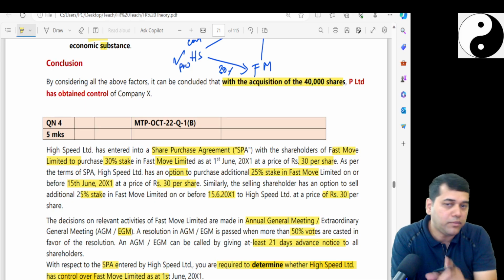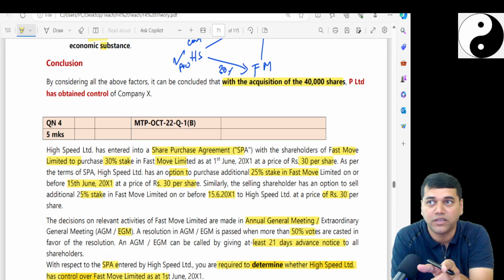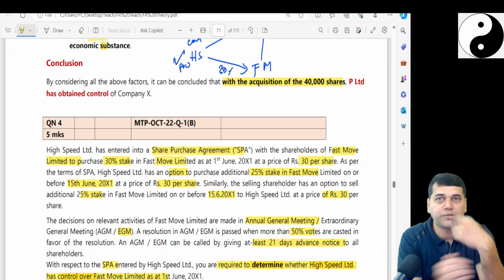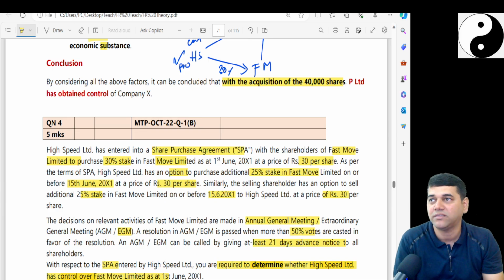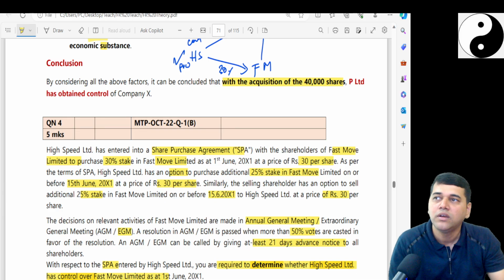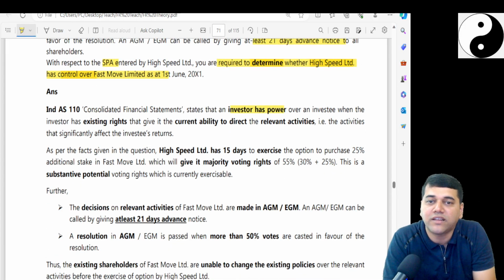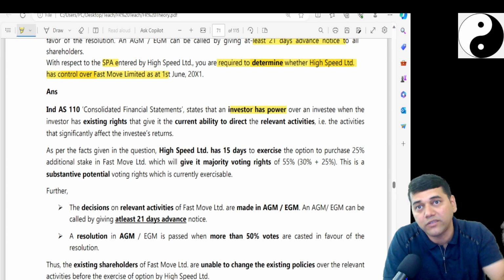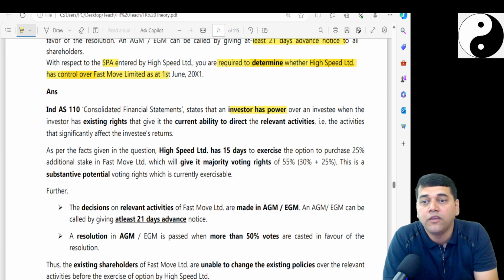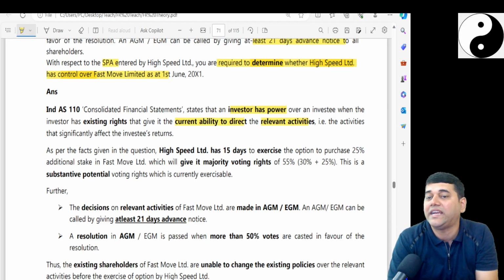No. See, in examination, they may take one of these things, a cross option given to both the parties. They may do something, but let us understand the solution. IFRS 10 says that the investor has got power. You have to recall the definition of control now: when you have the ability to direct the relevant activities of the entity.